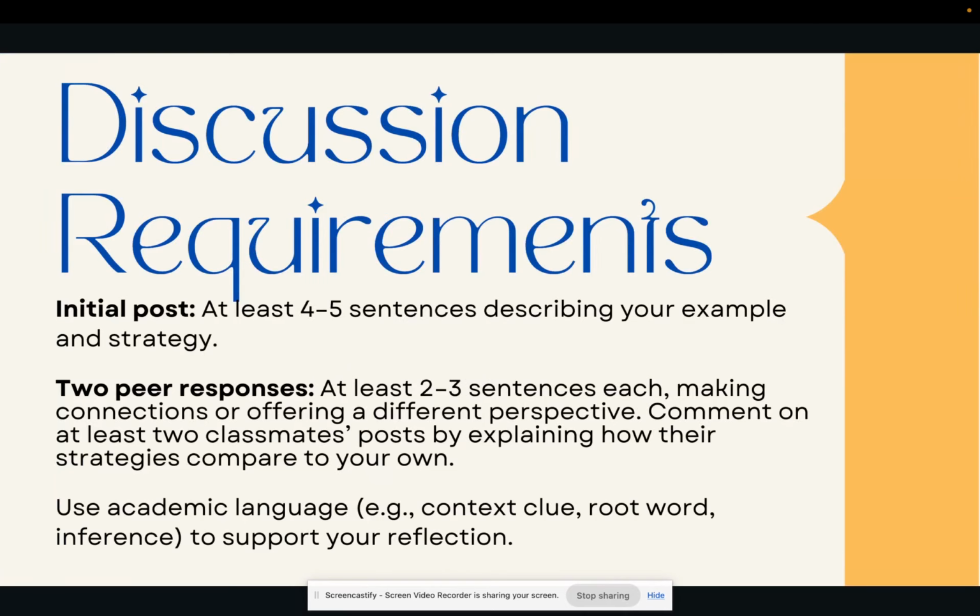The discussion requirements. Your initial post should be at least 4 to 5 sentences and describe your example and strategy. You then should respond to at least 2 peers, and for each response, you should respond in 2 to 3 sentences, make connections, or offer a different perspective. Also, explain how their strategies compare to your own. Be sure to use academic language to support your reflection.